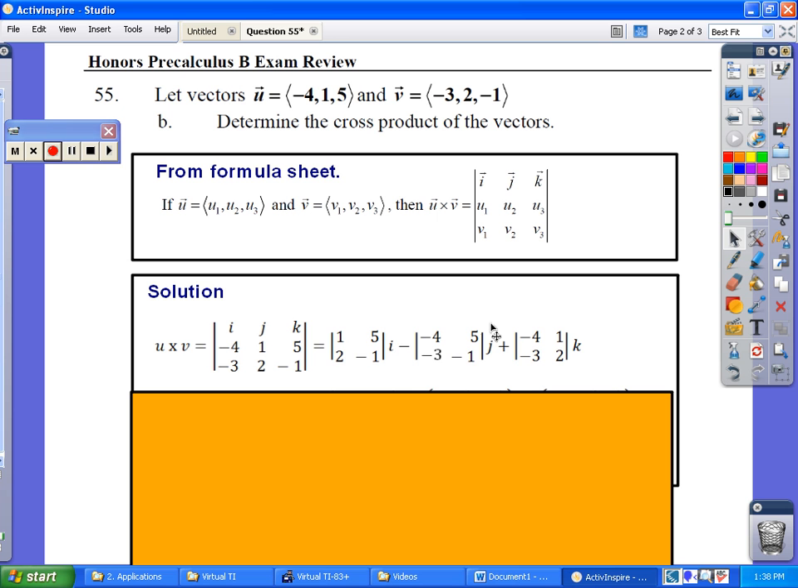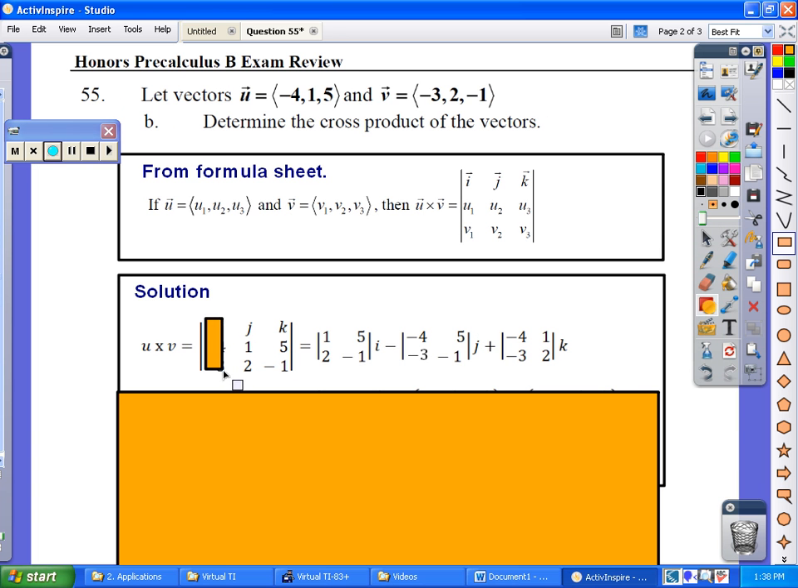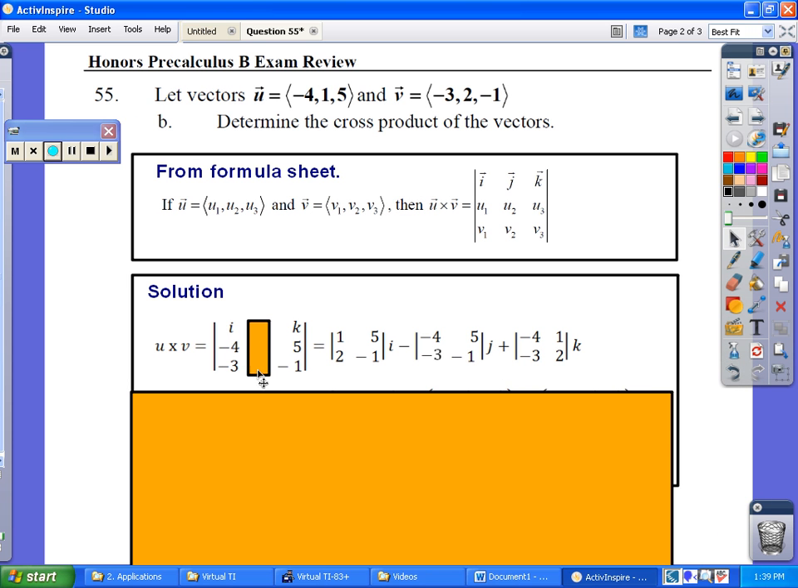Now we need to expand this by minors. And if you remember, if you cover up the i row, you write the numbers that you see: 1, 5, 2, -1, i. Minus, it always goes plus, minus, plus. So if you cover up the second row, that'll be the j. So -4, 5, -3, -1, j. Plus, cover up the k row, -4, 1, -3, 2, k.